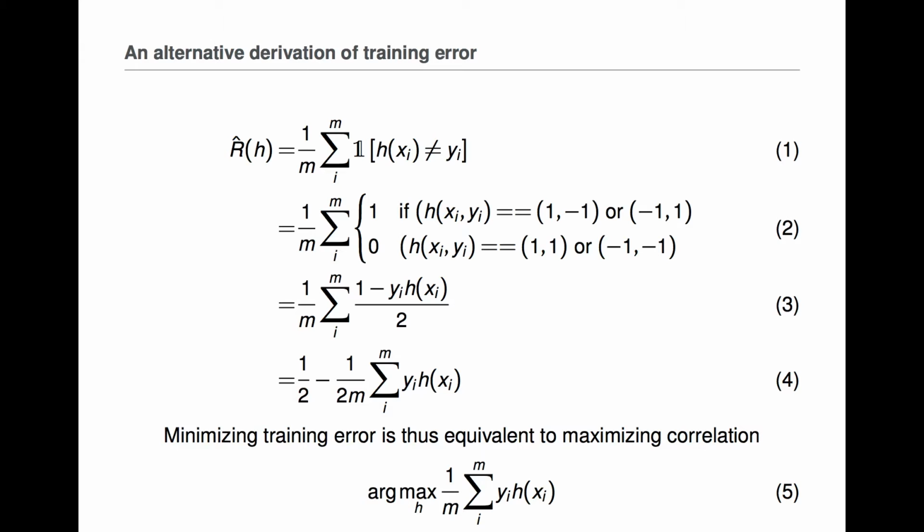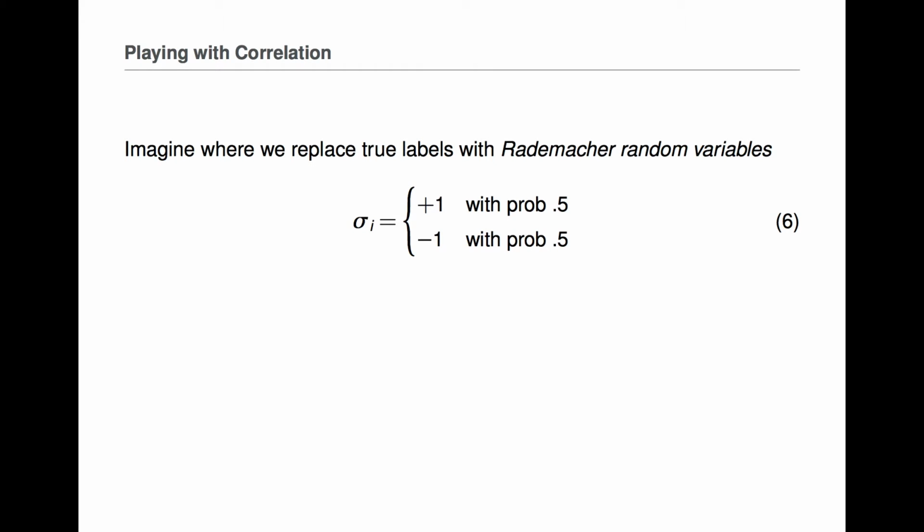An alternative to minimizing the training error is maximizing the correlation between the true labels y and the output of your hypothesis class. So this is a search over h's in our hypothesis class. Let's play around with this a little bit more and replace the true labels with something called Rademacher random variables. You can think of these like flipping a coin. With probability 1/2, the coin comes up +1. And with probability 1/2, the coin comes up -1.